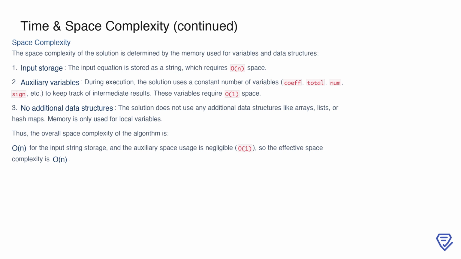Importantly, the solution does not rely on any additional data structures like arrays, lists, or hash maps, meaning no extra memory is allocated beyond the input string and local variables. As a result, the overall space complexity of the solution is n, due to the input string storage, with the auxiliary space being negligible. This makes the algorithm space efficient, as it avoids unnecessary memory usage.